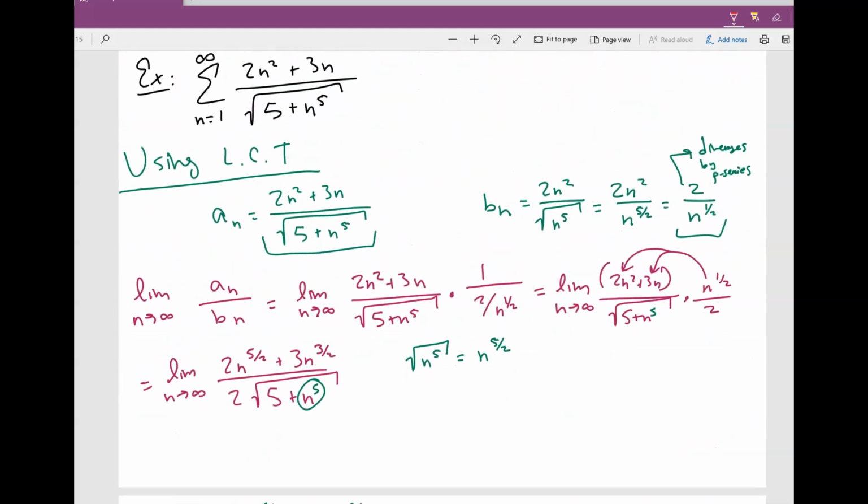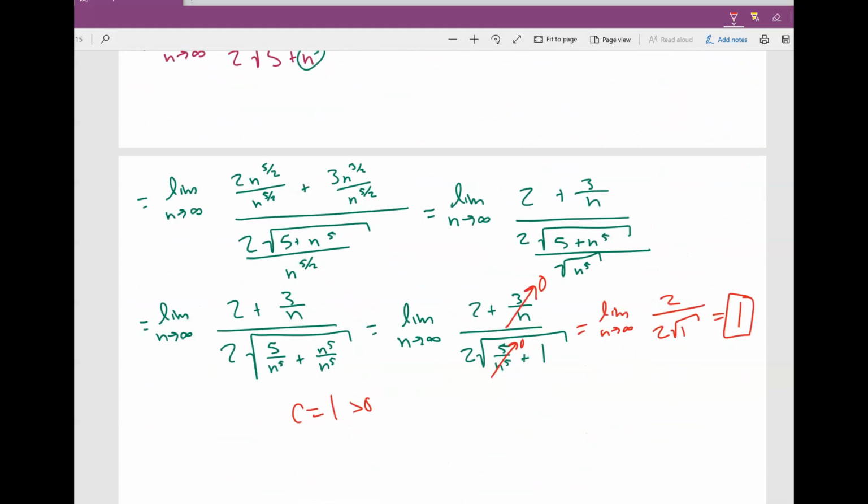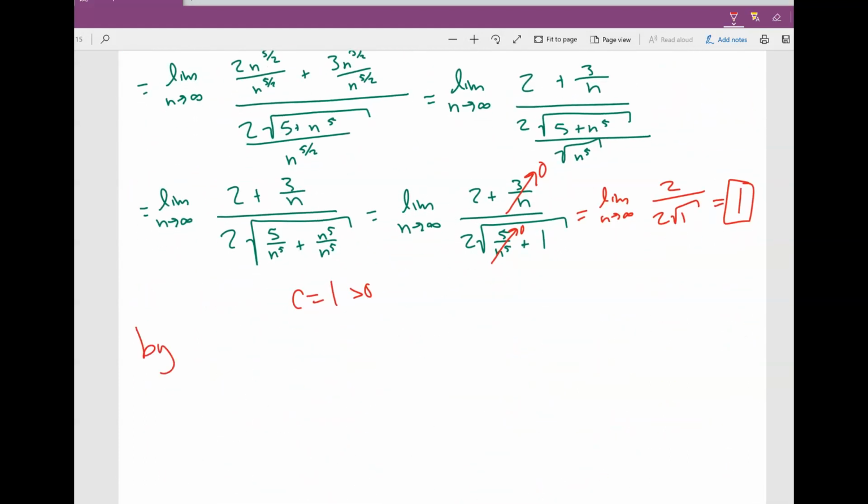So by the limit comparison test, because we know that this guy diverges, by the limit comparison test, the sum from n goes from 1 to infinity of 2n squared plus 3n divided by the square root of 5 plus n to the 5th diverges.